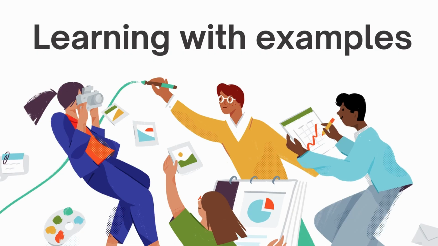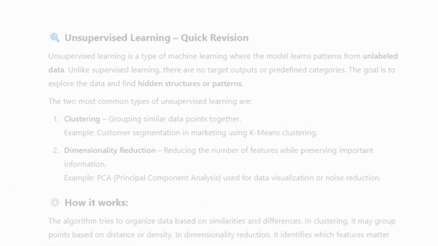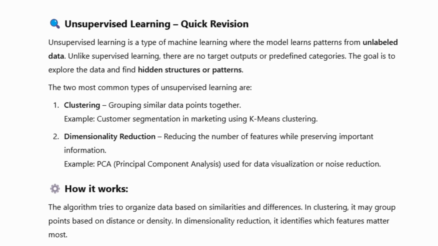Before diving into the examples, let's first do a quick revision of what we have learned right now. Unsupervised learning is a type of machine learning where the model learns patterns from unlabeled data. Unlike supervised learning, there is no target output or predefined categories. The goal is to explore the data and find hidden structures or patterns. The two most common types of unsupervised learning are: number one, clustering, grouping similar data points together, for example, customer segmentation in marketing using k-means clustering. Second is dimensionality reduction, reducing the number of features while preserving important information, for example, PCA, principal component analysis, used for data visualization or noise reduction.